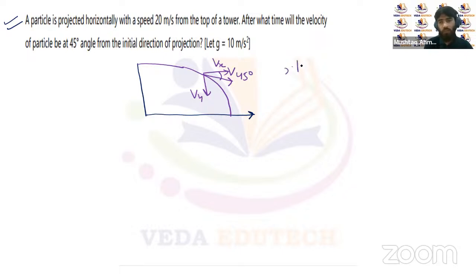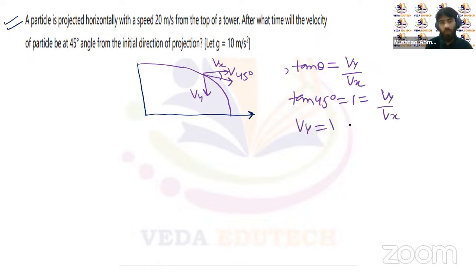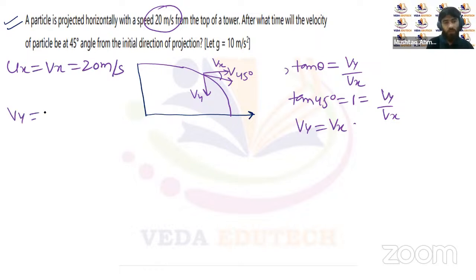And we know that tan of theta is equal to Vy over Vx, and theta is given as 45 degrees. So tan 45 will be equal to 1, which is Vy upon Vx. It means that after this time, Vy will be equal to Vx. The horizontal component of the velocity is ux equal to Vx, that's 20 meter per second. So Vy is equal to Vx, that's 20 meter per second.